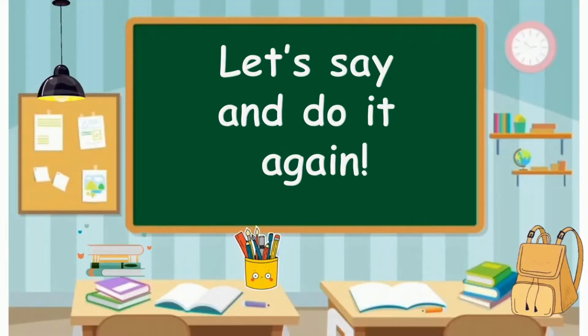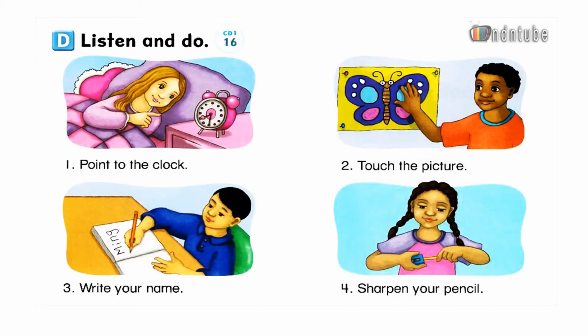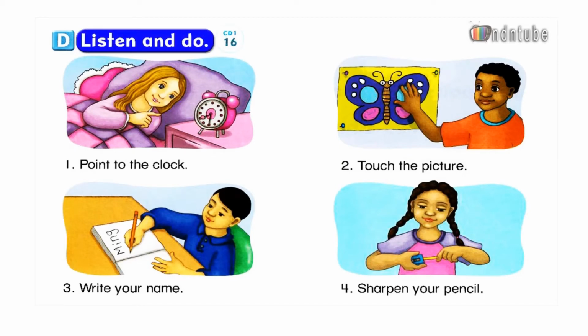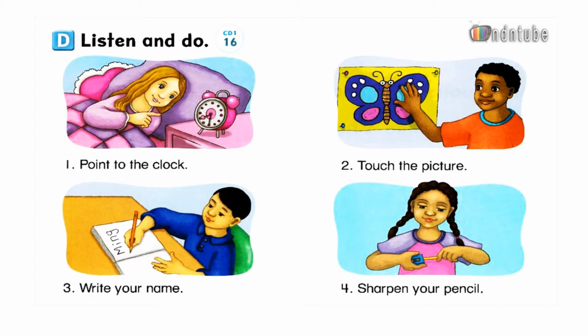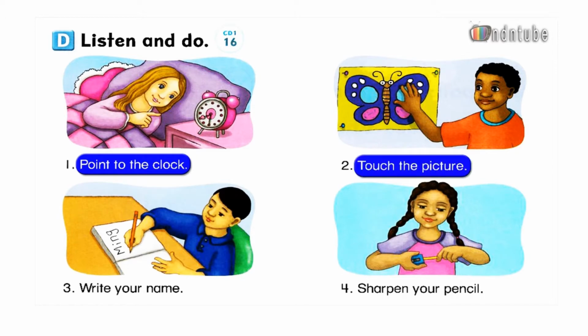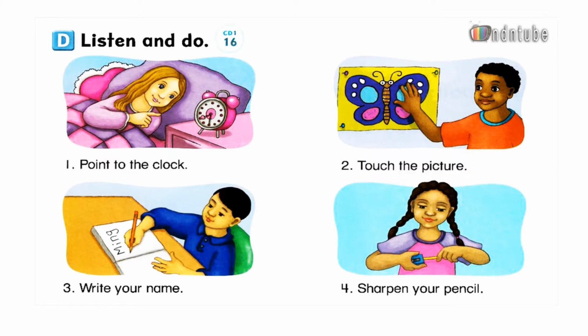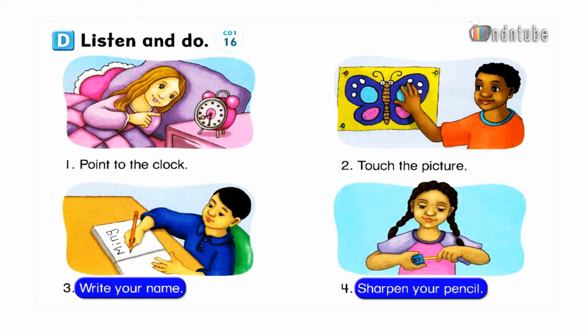Let's say and do it again. 9. D. Listen and do. Number 1. Point to the clock. Number 2. Touch the picture. Number 3. Write your name. Number 4. Sharpen your pencil.